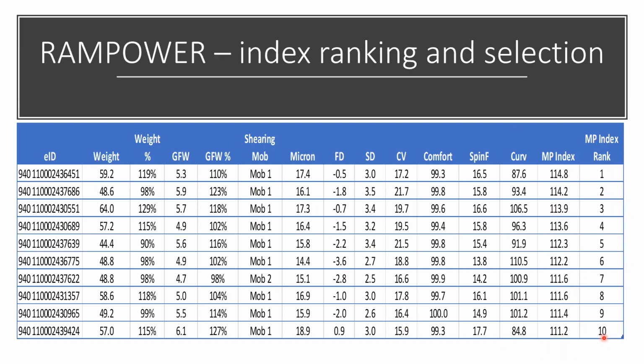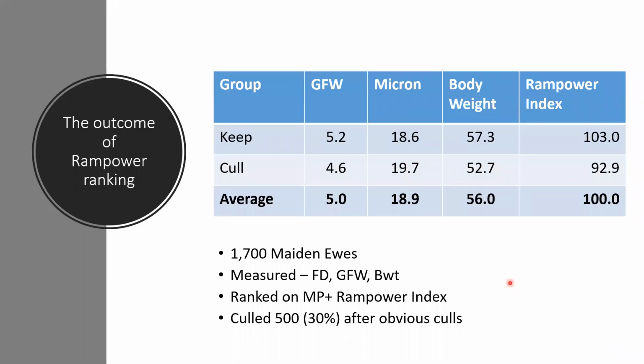How we might use this information: this is an example where we have 1,700 maiden ewes, and we have gone out and measured a mid-side sample. We've collected a greasy fleece weight and body weight, as I showed before, and then purely ranked them based on their index. In this particular case, an additional 30% were taken out after obvious culls, and as you can see, the ones that we're keeping are cutting more wool, and they're finer, and they're also heavier.